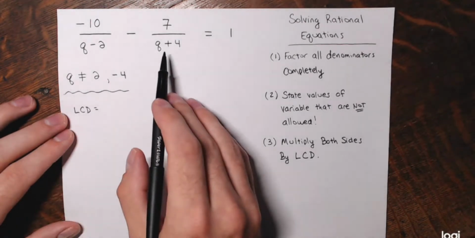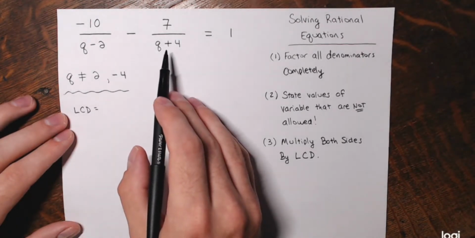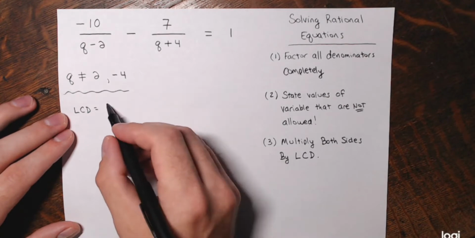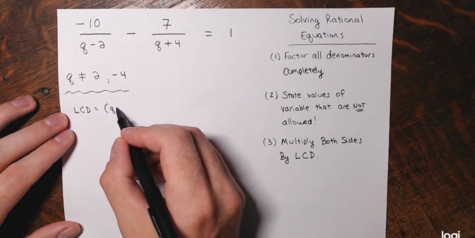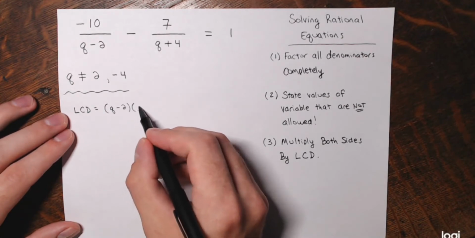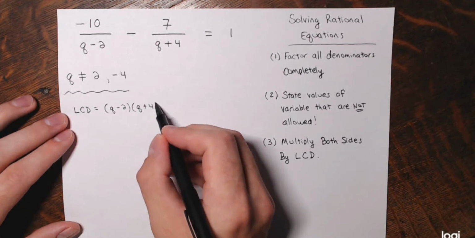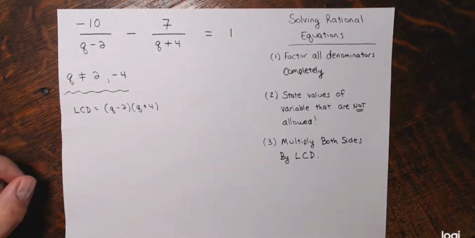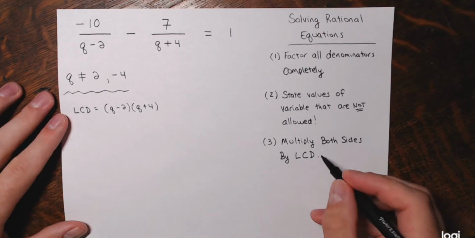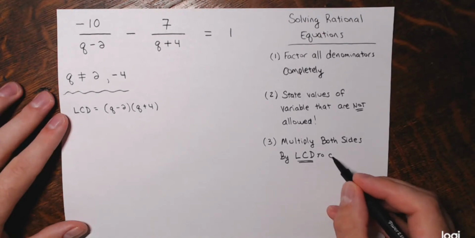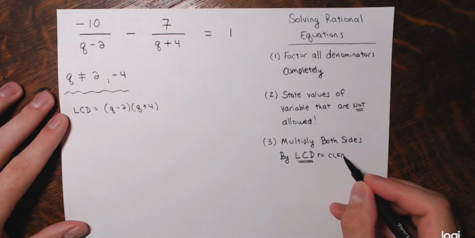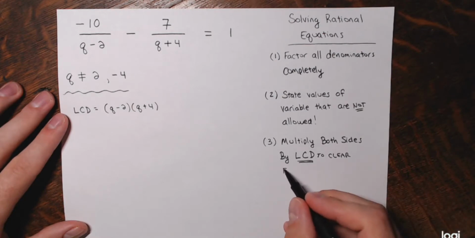The two factors that appear in these denominators are q minus 2 times q plus 4. And the reason why we're multiplying both sides by the LCD is to clear the denominators, to clear the fractions.